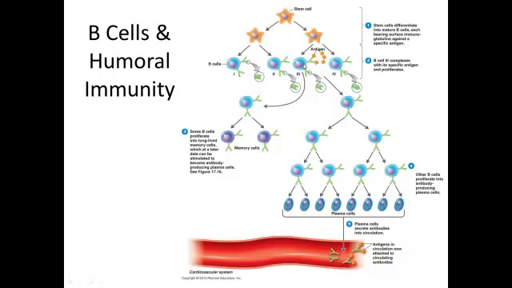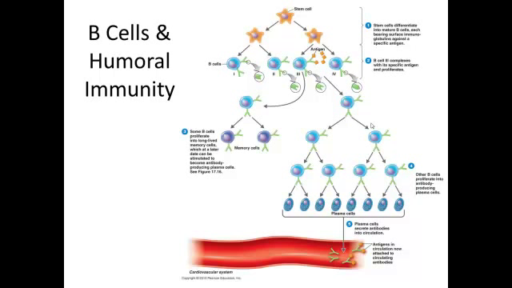Now a few B cells are not going to join the fight as plasma cells. They're going to go off and form memory cells. They're not going to produce antibodies, but they're primed and ready for the next time that your body sees that antigen. Okay, so let's talk about a specific example.